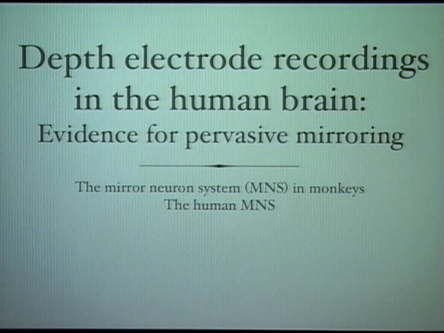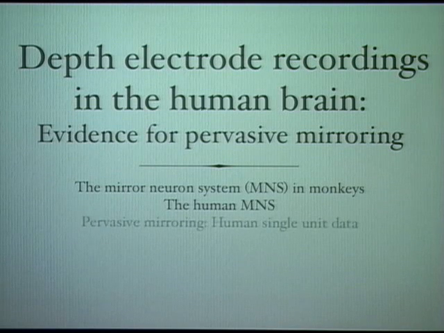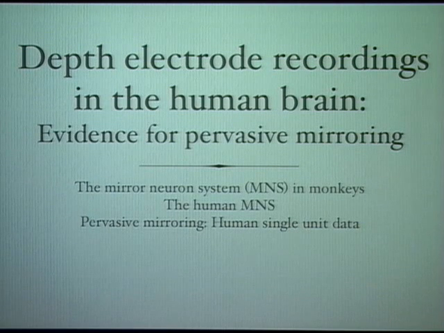Most of my talks are actually centered on brain imaging. But today I'm going to present in some detail data that we just finished collecting. We have a paper under review right now, and so that will be the third part of the talk. Here I'm going to present human single unit data that show that human neurons have mirroring properties. The reason I call this pervasive mirroring is that it's not just, oh, we found these cells also in the human brain, but there are plenty of new findings that we have discovered with these recordings in the human brain.